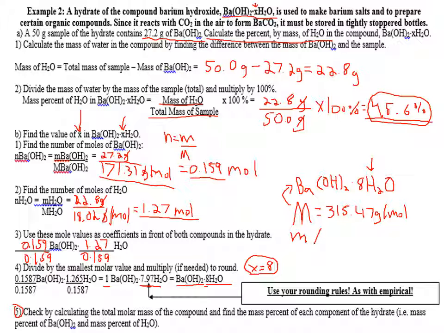And so now I'm going to find the mass percent of water. So mass percent H2O is going to be the molar mass of water times 8. So 8 times the molar mass of H2O, divided by the molar mass of the entire compound, 315.47 grams per mole. Since they're both in grams per mole, the grams per mole will cancel out. Or you could assume a mole of the compound, and then you get grams, right? Times 100%.